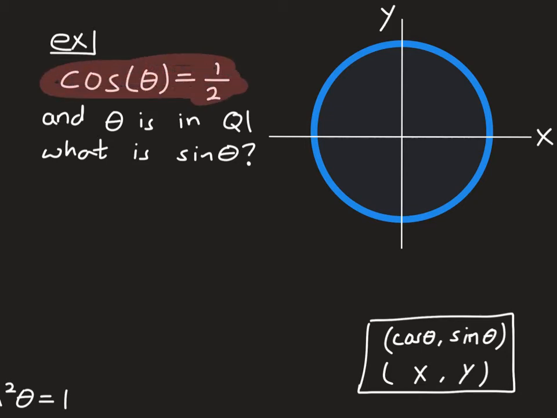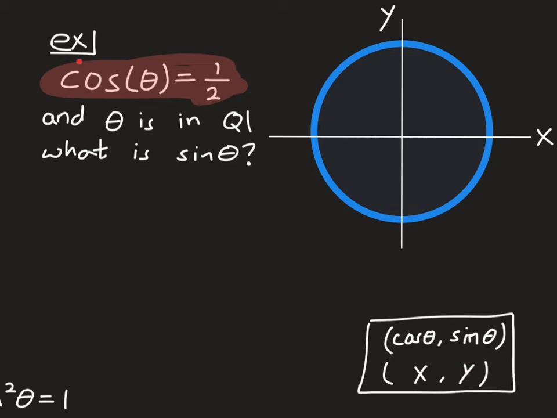Okay, now we want to remember, how do the cosine of theta and the sine of theta correlate to coordinate points? Well, remember the cosine of theta is your x value, the sine of theta is your y value. So essentially we're given our x value is 1/2, and we want to find our sine of theta, so we essentially want to find the y value.